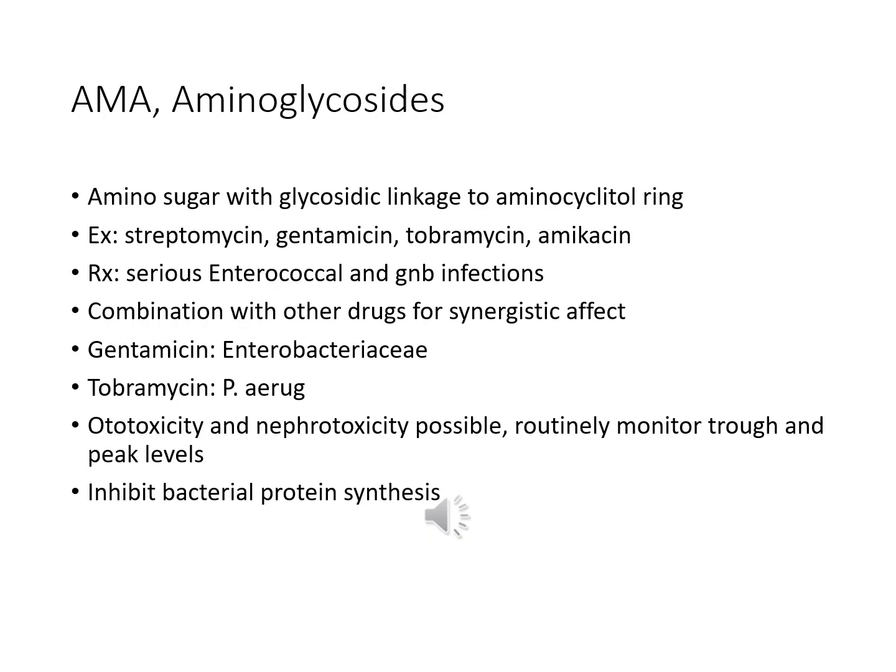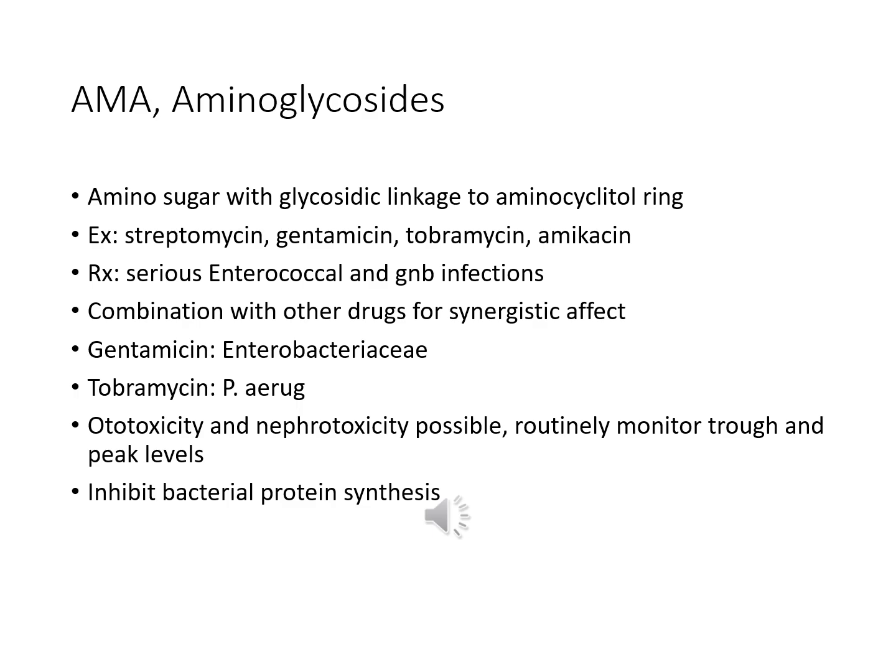Aminoglycosides. So this is an amino sugar with a glycosidic linkage to an aminocyclityl ring. This specific structure is critical for the drug's interaction with bacterial ribosomes and its overall antimicrobial activity. So examples are streptomycin, gentamicin, tobramycin, and these are used to treat enterococcal and gram-negative infections.